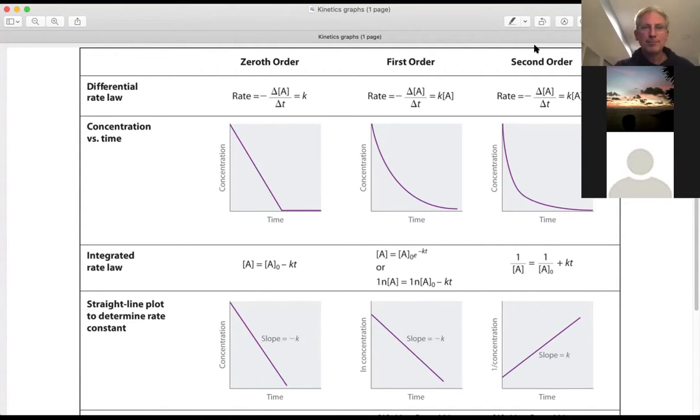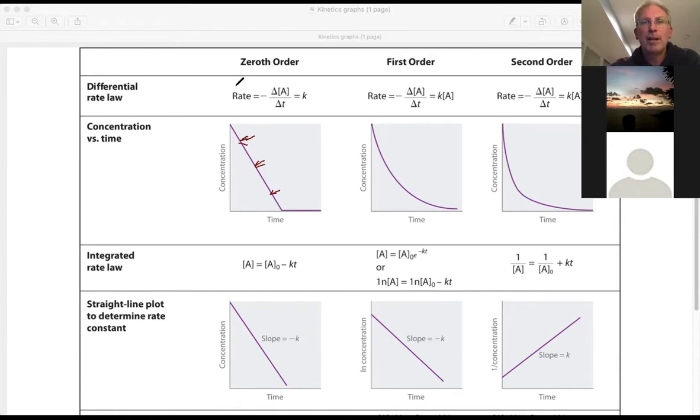Okay, so the graphs of this thing, if we looked at concentration versus time, if it's zero order, it's actually a straight line heading downward. And the question is, why? Why a straight line heading downward? So what do you know about the slope of this line here, and the slope here, and the slope here? It's the same, because that's the definition of a straight line.